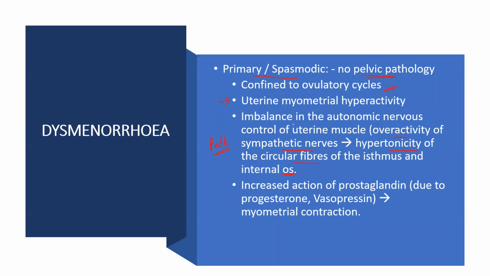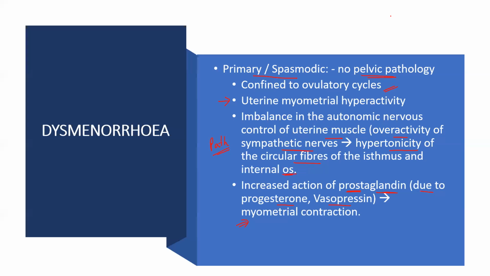What will happen is imbalance in the autonomic nervous control over the uterine muscles. That will lead to overactivity of the sympathetic nerve. And because of that, there will be hypertonicity of the circular fibers of the isthmus and the internal os. And then there will also be increased action of the prostaglandin. Remember prostaglandin? Why is there an action of the prostaglandin? That is because of the progesterone and the vasopressin that is acting. And when the progesterone starts, the prostaglandin starts acting, we have a myometrial contraction. Remember, we have a myometrial contraction.